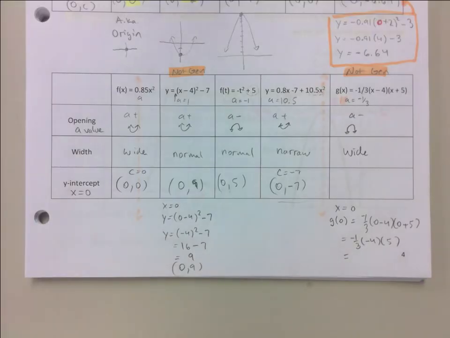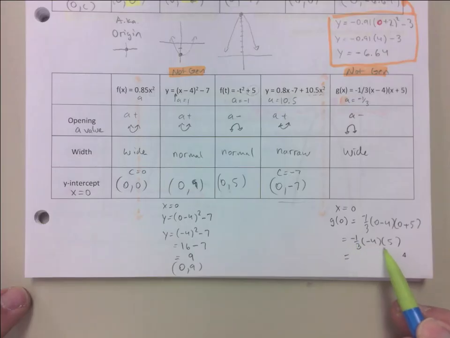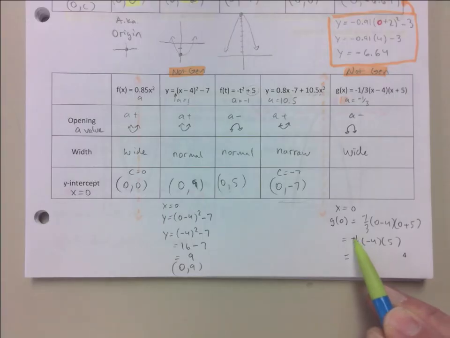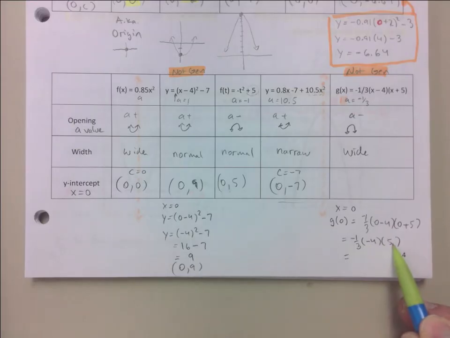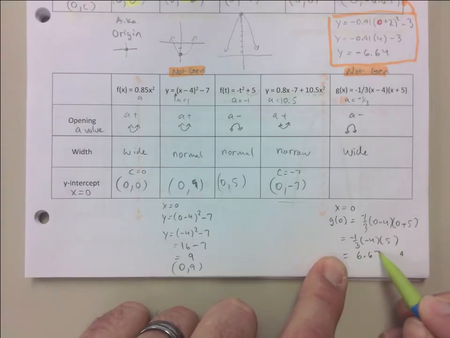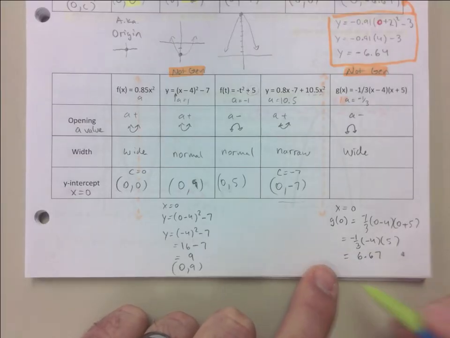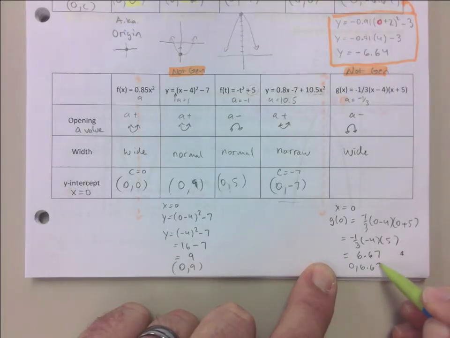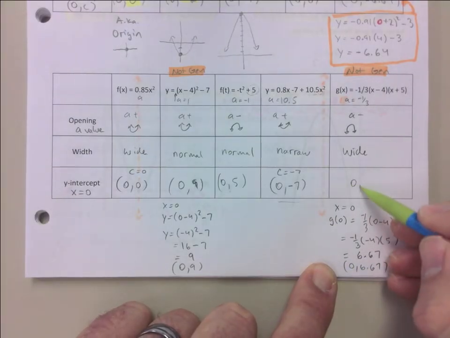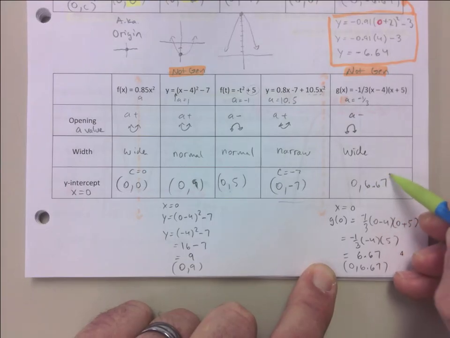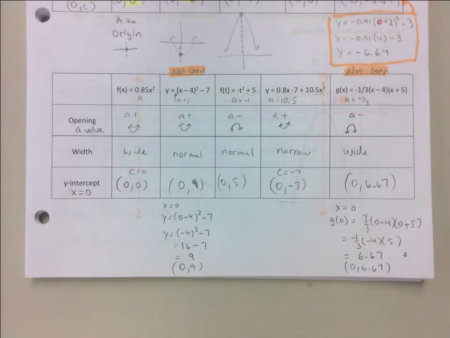Okay? And normally you would probably do some mental math, but you can just type all of this into your calculator. But negative times negative is positive, right? So these two will actually turn into a positive. So it's just 1/3 times 4 times 5. And that ends up being 6.67. Hey, your favorite number. So 0, 6.67 is your y-intercept for that particular scenario.